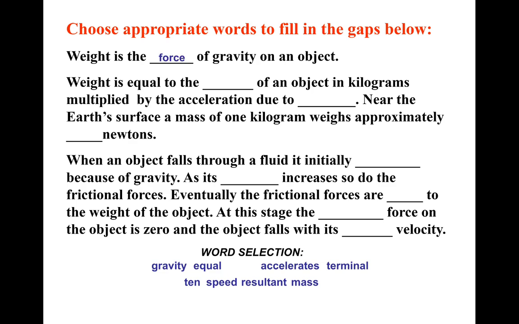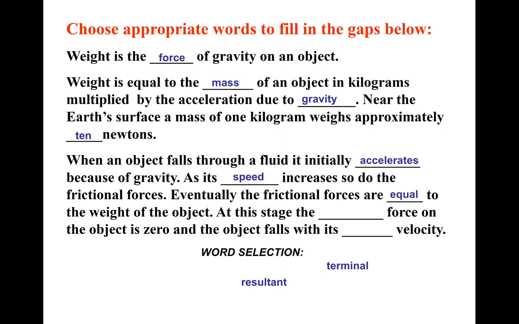Weight is the force of gravity on an object. Weight is equal to the mass of an object in kilograms multiplied by the acceleration due to gravity. Near the Earth's surface, a mass of 1 kilogram weighs approximately 10 newtons. When an object falls through a fluid, it initially accelerates because of gravity. As its speed increases, so do the frictional forces. Eventually, the frictional forces are equal to the weight of the object. At this stage, the resultant force on the object is 0, and the object falls with its terminal velocity.